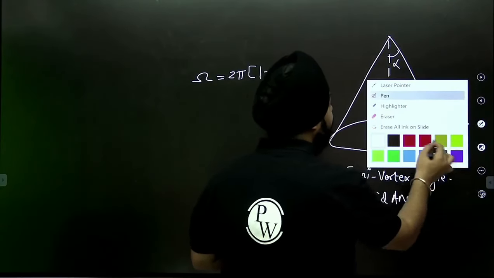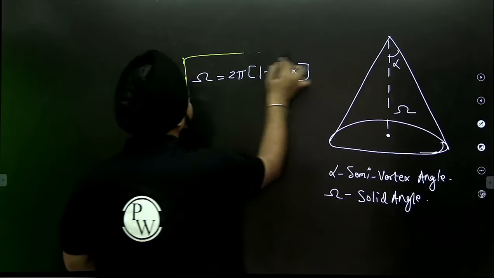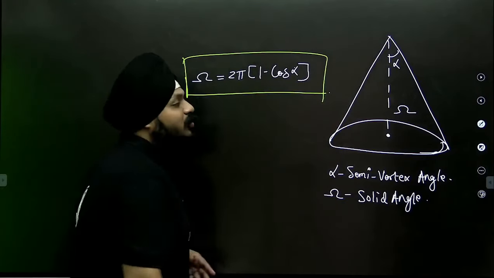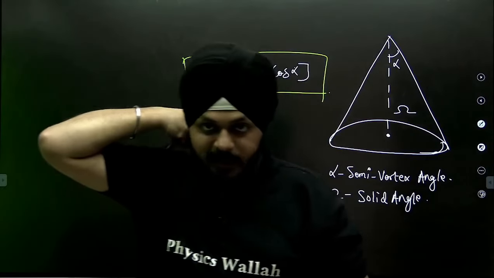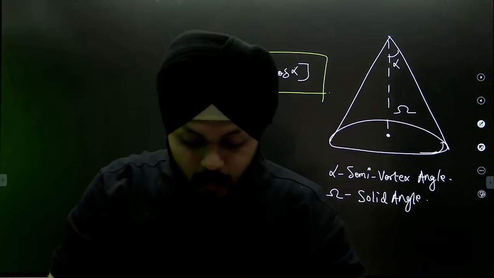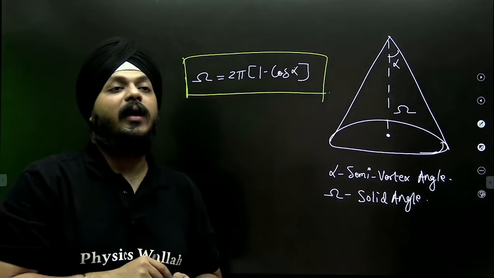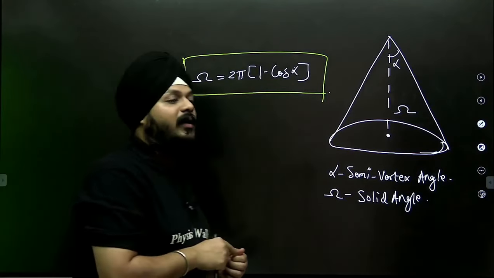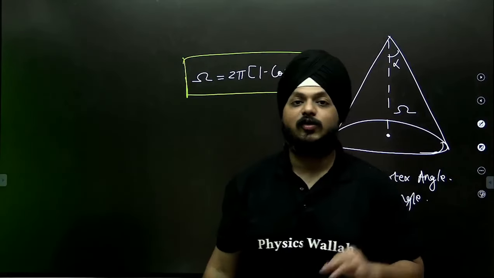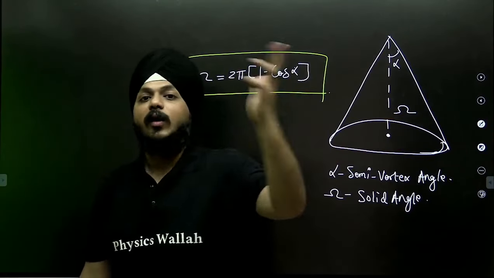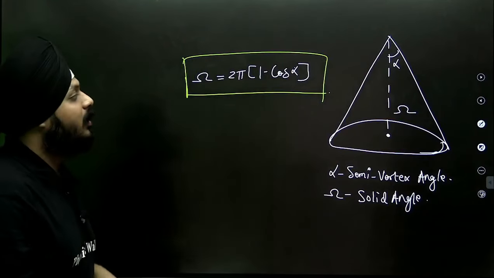Generally this kind of thing is used in electrostatics and magnetism. This formula is quite important and quite helpful, because whenever we are defining magnetic field lines and electric field lines, questions based on this equation have already been asked in previous years.